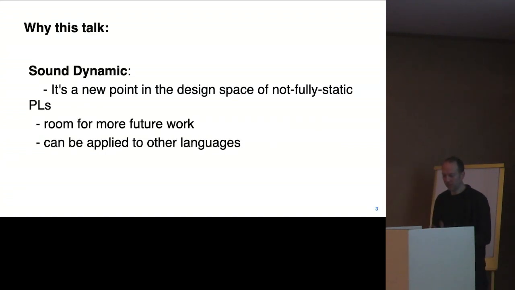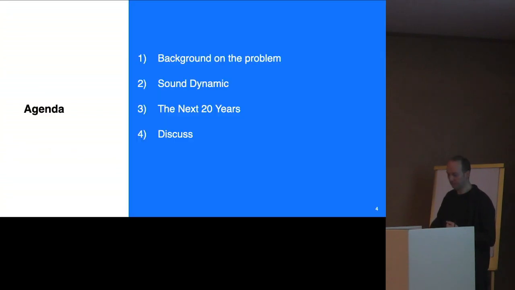So Sound Dynamic. I want to explain why I'm here, why I'm talking about this. I think it's a new point in the design space of languages that are not fully static, what's sometimes called gradually typed languages. And I think that this is just the beginning. If you're interested in these ideas, there's a lot more theoretical and practical work to be done to go further with these ideas. So I'm hoping people in this room can pick up some of these if you find them interesting. In order to understand why we chose this solution, I think it's important to understand the context, the particular problems that we were solving.